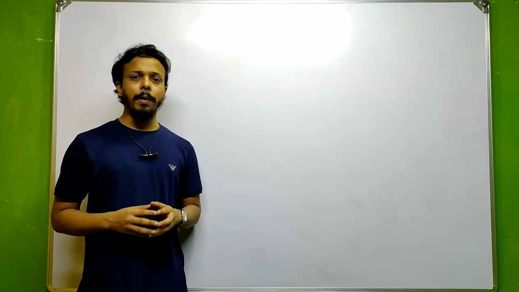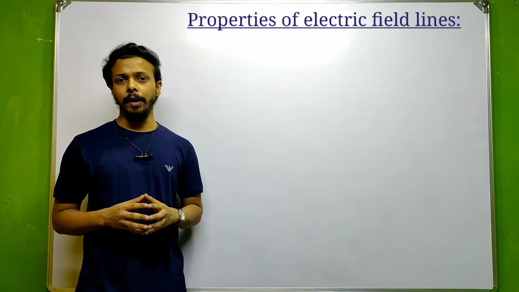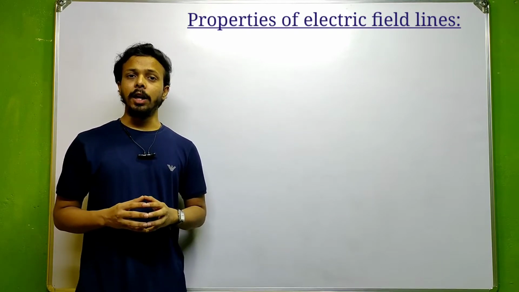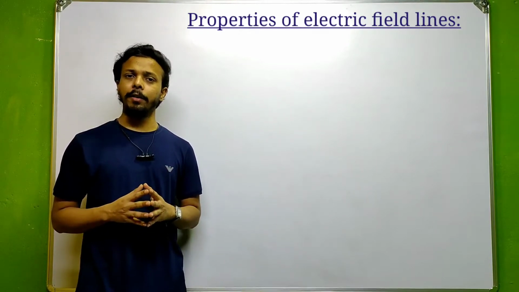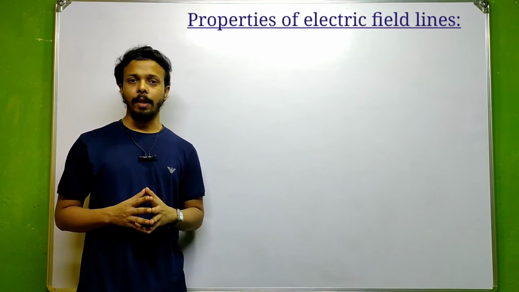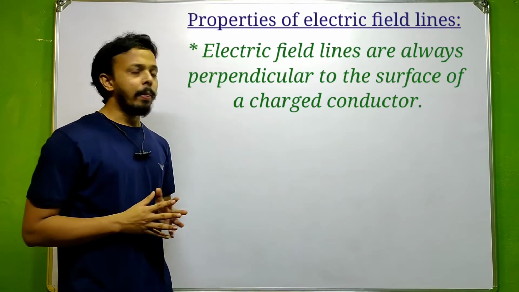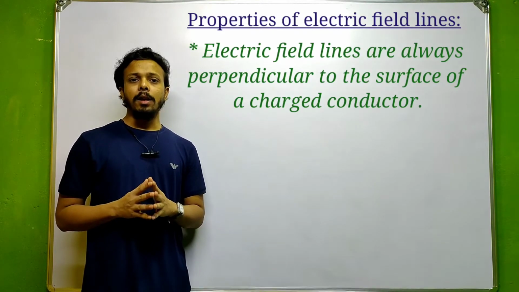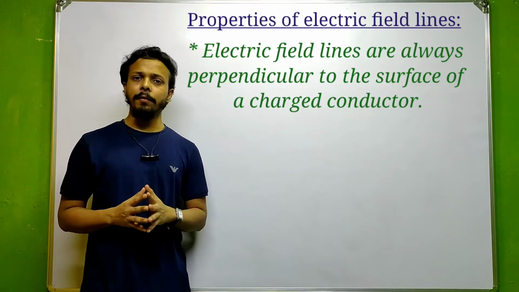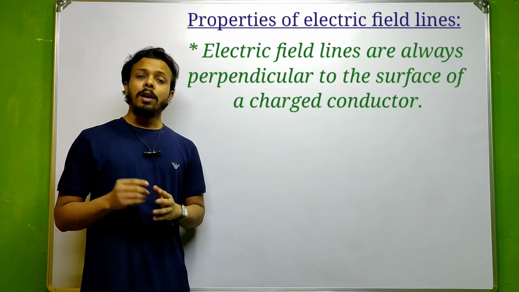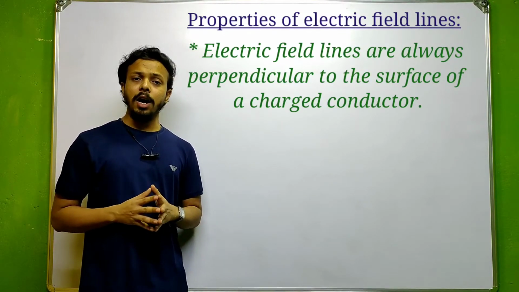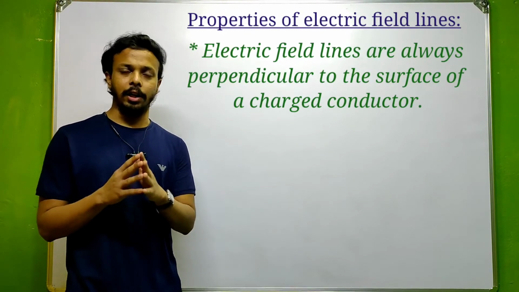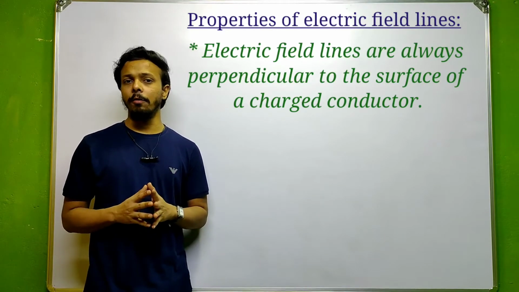If you talk about the properties of electric field lines, and if you refer to some other books, you will find there are so many properties of electric field lines discussed. Here is the first property I would like to discuss: electric field lines are always perpendicular to the surface of a charged conductor. Yes, this is also one kind of property.